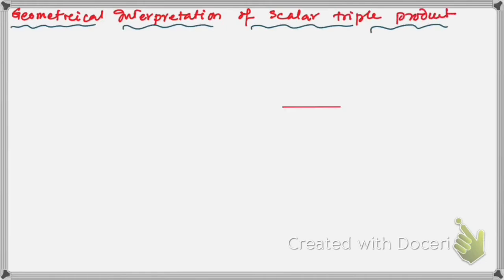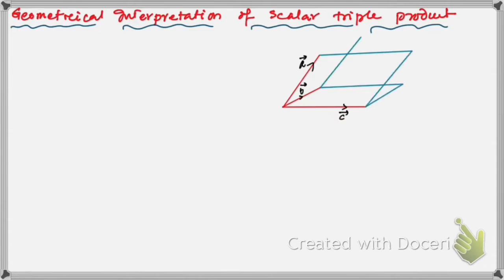Okay, so now let us discuss the geometrical interpretation of the scalar triple product of three vectors. Let me draw three vectors first. These are the three co-initial vectors. Now let us complete a parallelepiped. A, B, C are co-initial, meaning their initial points are the same.